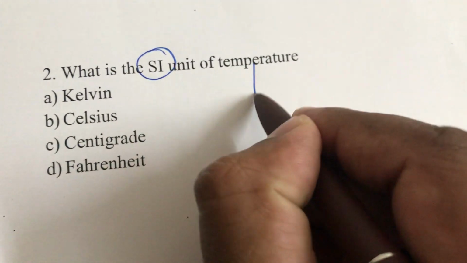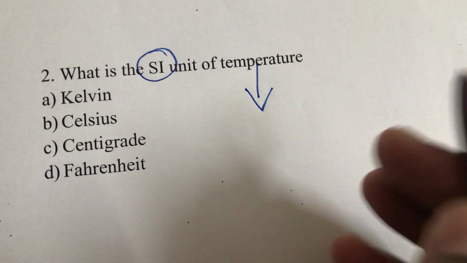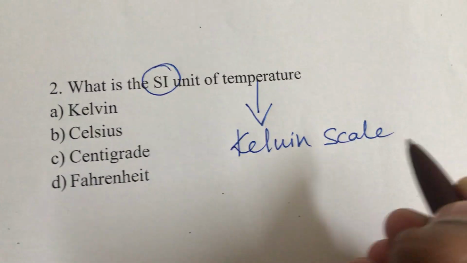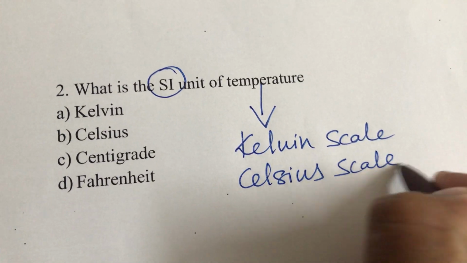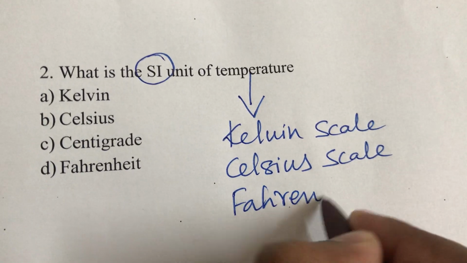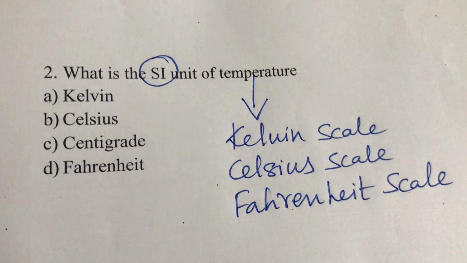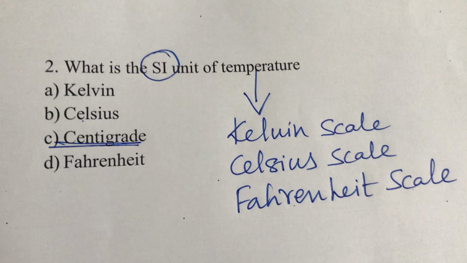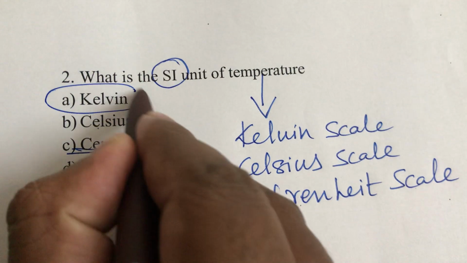We have to remember one more important thing. To measure temperature, we generally use three types of scales. First one is the Kelvin scale. Second one is the Celsius scale. Next one is the Fahrenheit scale. And we have to remember here that centigrade is another name of the Celsius scale only. The right answer for this question is option A, that is Kelvin.